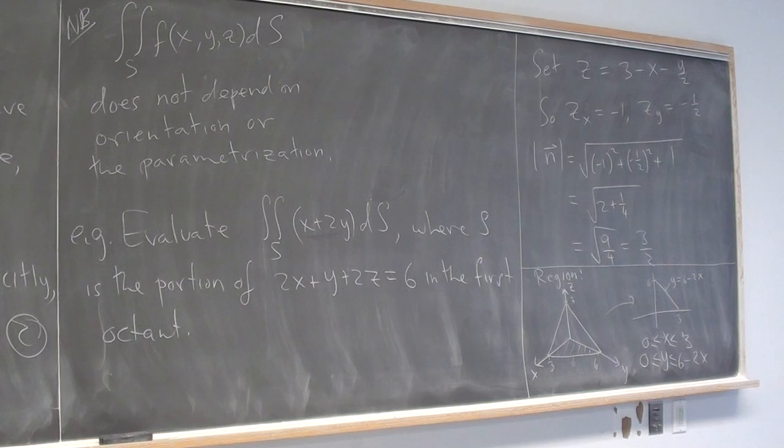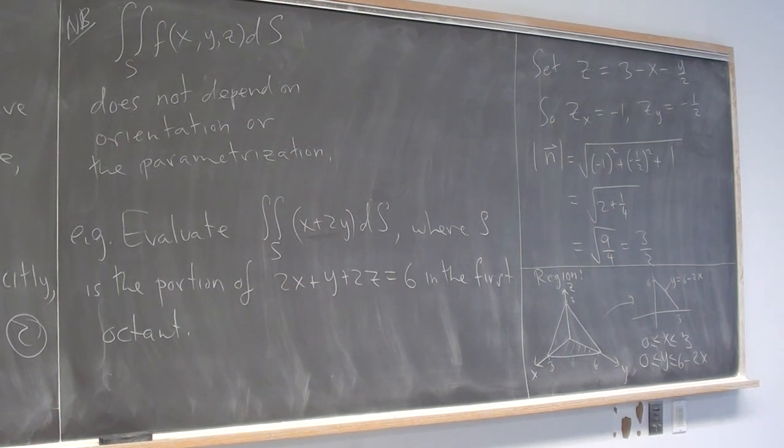Is it 6 minus 2x? X plus 2y. Right, because I'm parameterizing: x is itself, y is itself, z is whatever, but we don't have z, times the magnitude of the normal, which is just 3 over 2, dy dx. And so, 3 over 2 on the outside. And we integrate with respect to y.